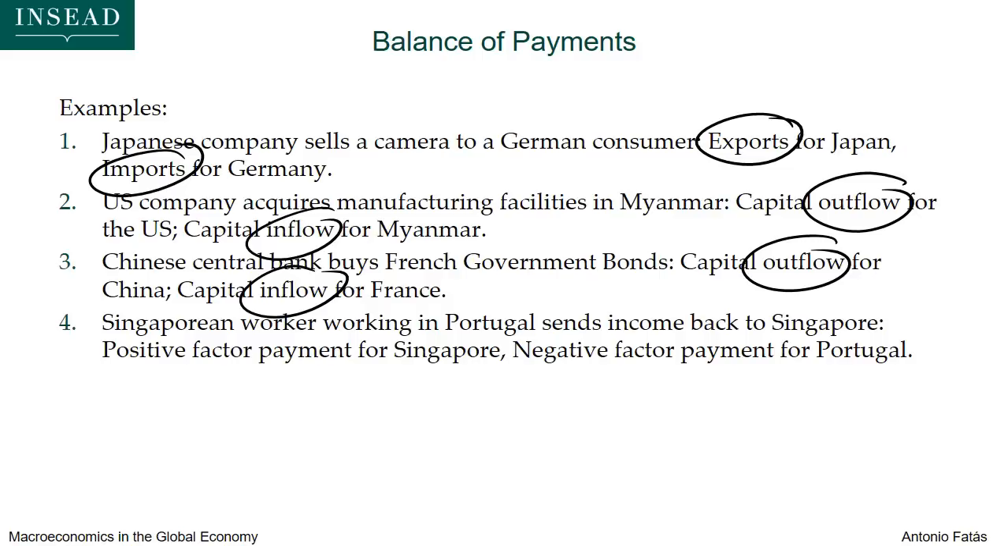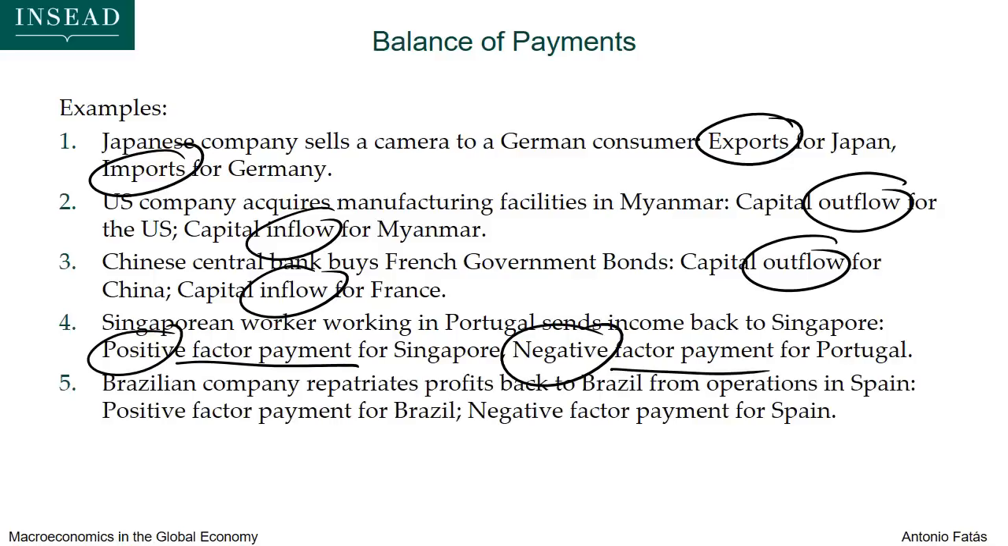A Singaporean worker who's based in Portugal sends income back home to Singapore. That's going to be a positive factor payment for Singapore, a negative factor payment for Portugal. And finally, a Brazilian company repatriates profits back to Brazil, and these profits come from operations in another country, Spain. That's going to be a positive factor payment for Brazil, a negative factor payment for Spain.